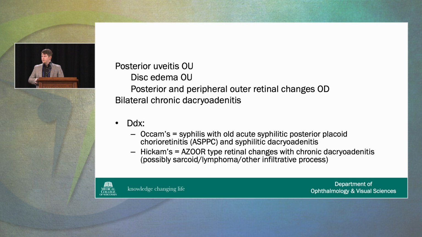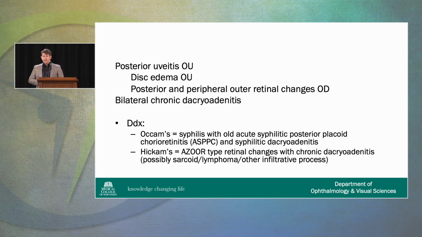You're taught in med school something called Occam's razor, which is the logical conclusion that one thing can explain all of these findings. So in this case, we would say the Occam's razor answer is that this person has syphilis, that has old acute syphilitic posterior placoid chorioretinitis, and he has syphilitic dacryoadenitis, which is relatively rare.